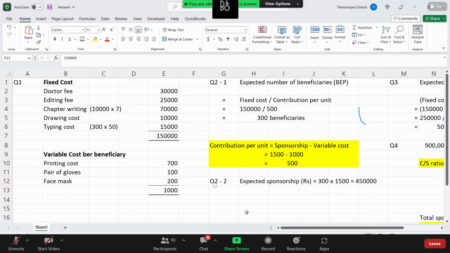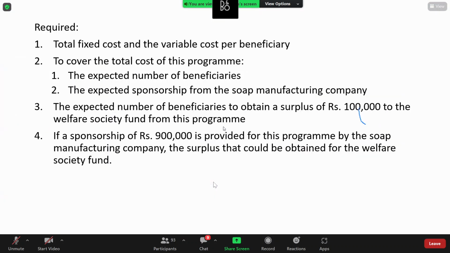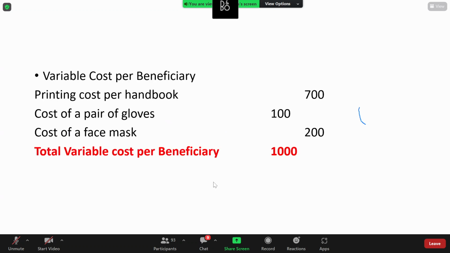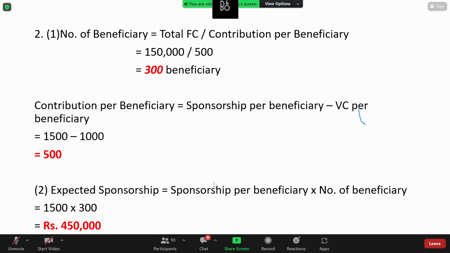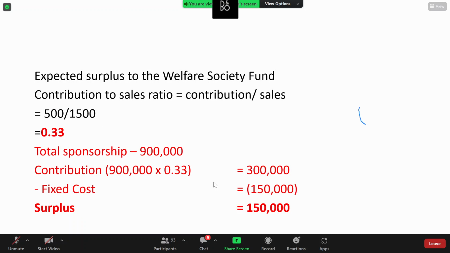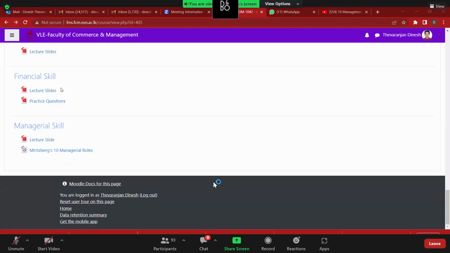Okay, so I go back to the slides. I wanted to explain how to do the sum. No worries, all the answers are there in the slides. These slides I have uploaded in LMS. In LMS, you can see lecture slides.